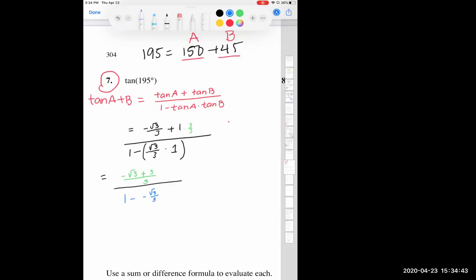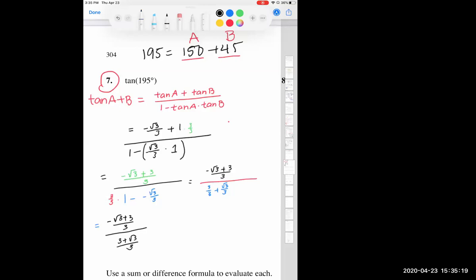Okay, let's multiply our 1 by 3 over 3. So we're still cleaning up our denominator. I have negative square root of 3 plus 3 over 3, all of which is divided by 3 over 3 plus square root of 3 over 3. So that we get negative square root of 3 plus 3 over 3 all over 3 plus square root of 3 over 3.